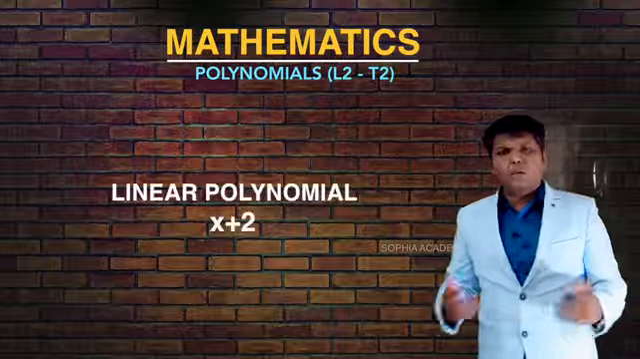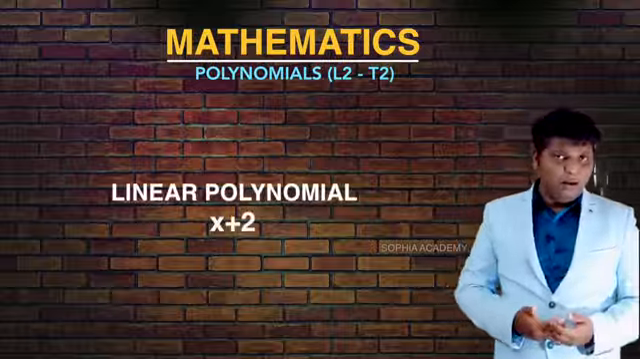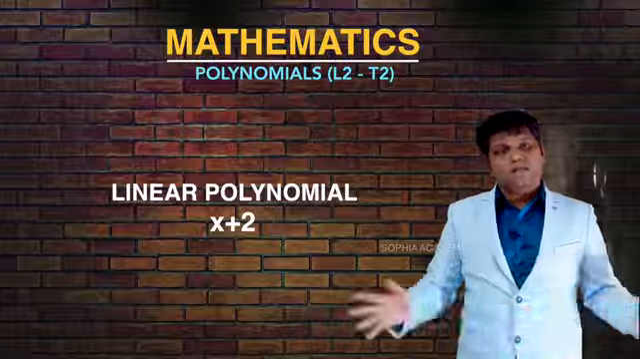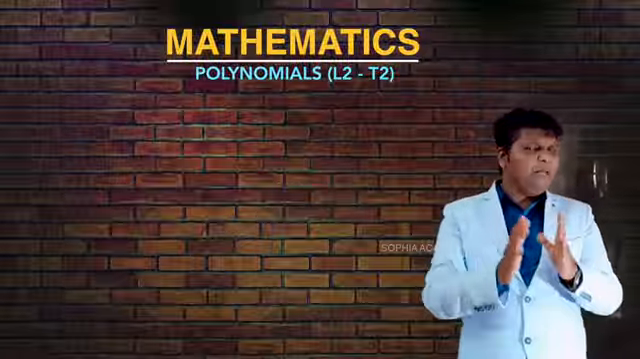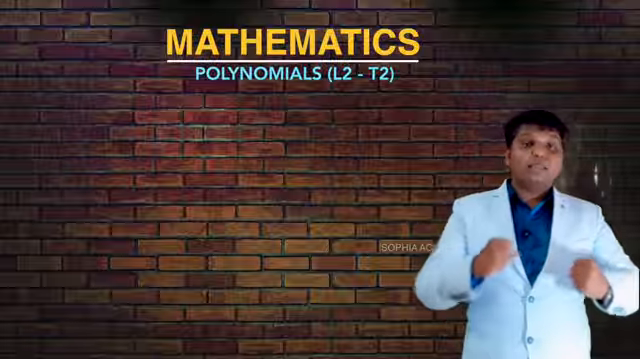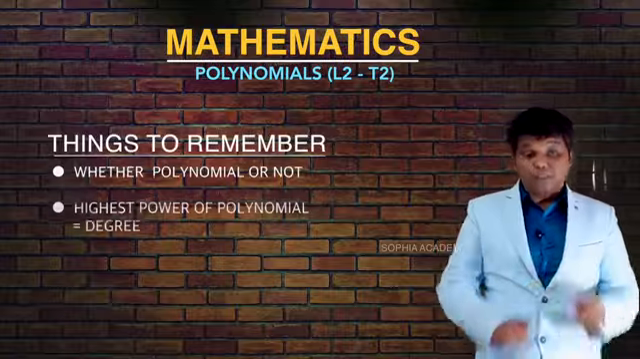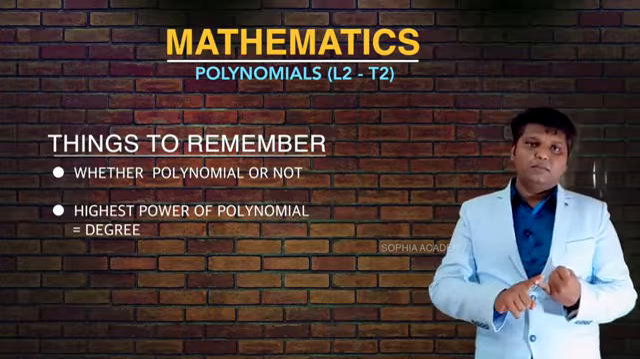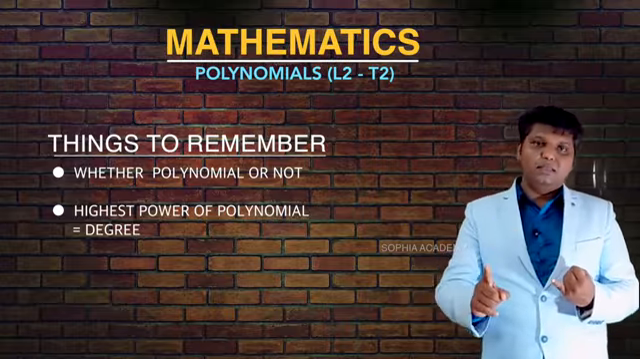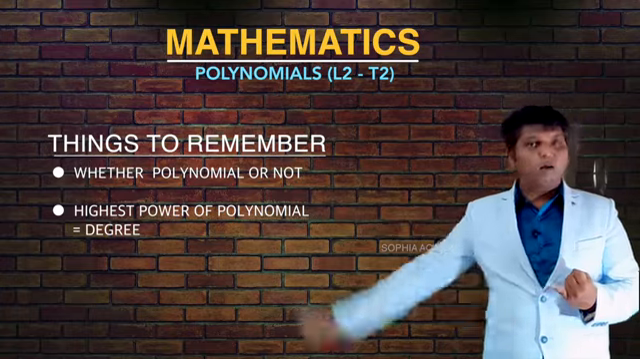Simply, let me ask you, what about a linear one? A linear polynomial? Simply say x plus 2. It's a linear polynomial because the degree will be 1. Like this, by seeing any polynomial, you can understand which type of polynomial it is. First of all, you have to understand whether it is a polynomial or not. How to check it? By seeing the power. The power should be a whole number. If it is not, then we will say this is not a polynomial.